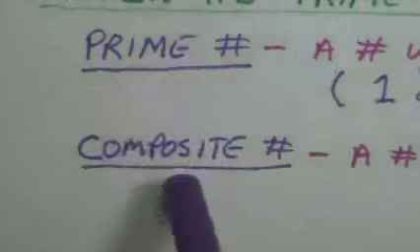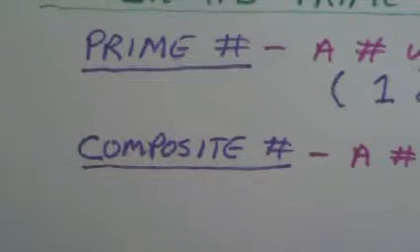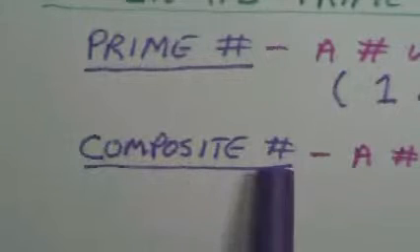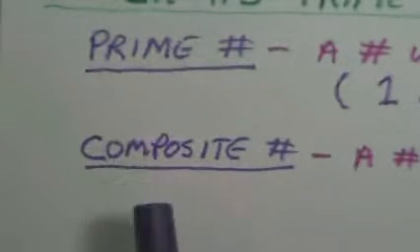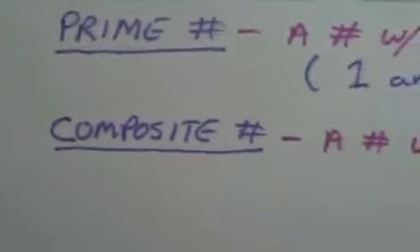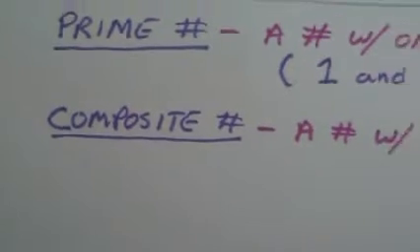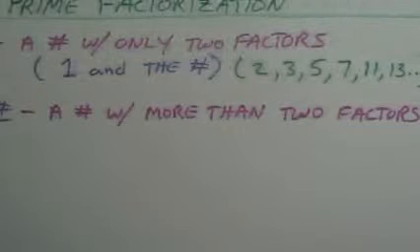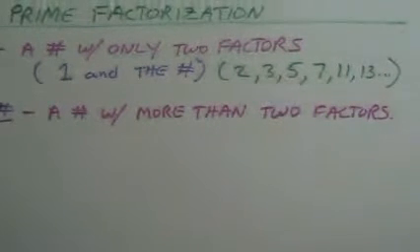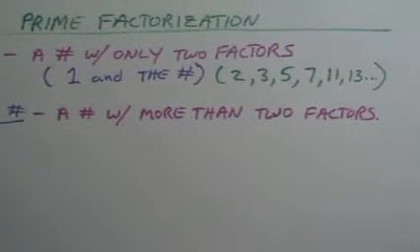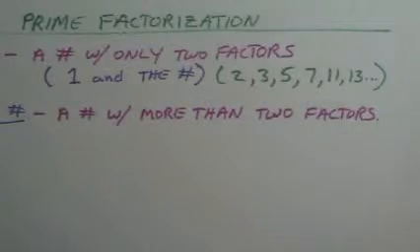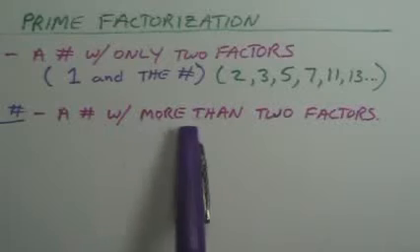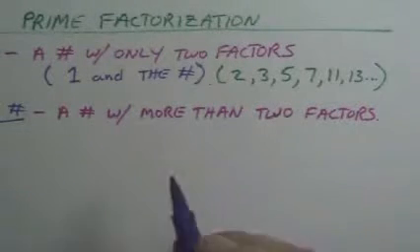So we have prime numbers, and then we have composite numbers. Kind of like you have vowels, and then you have consonants. Well, we have prime numbers, and we have composite numbers. What's a composite number? It's a number with more than 2 factors. Prime only has 2 factors. Composite has more than 2 factors.